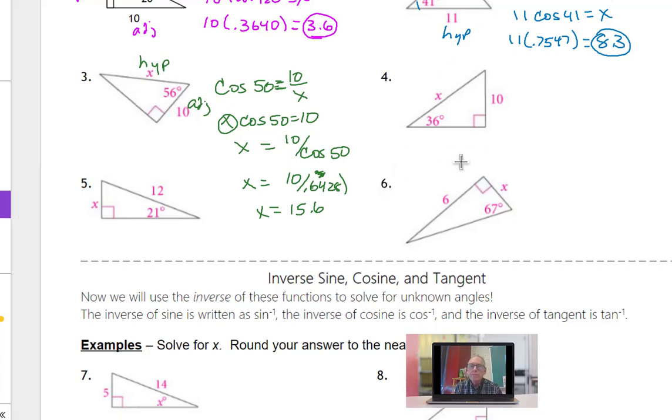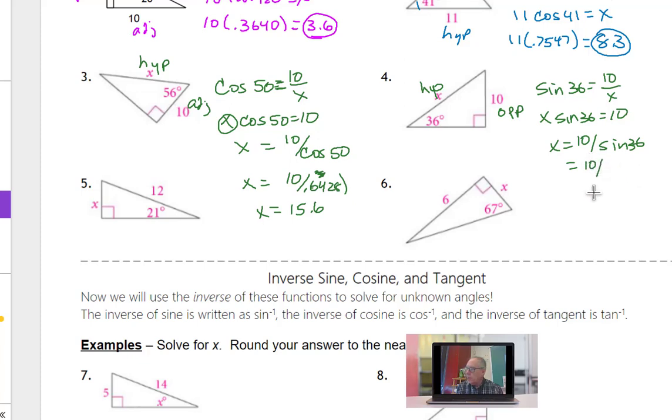Okay, let's look at number 4. Our reference angle is 36. 10 is the opposite, and x is the hypotenuse. So we have opposite and hypotenuse. That's going to be a sine ratio. So we're going to set up sine 36 is equal to the opposite, which is 10, over the hypotenuse, which is x. Multiply both sides by x. x sine 36 is equal to 10. x is going to be 10 divided by sine 36.